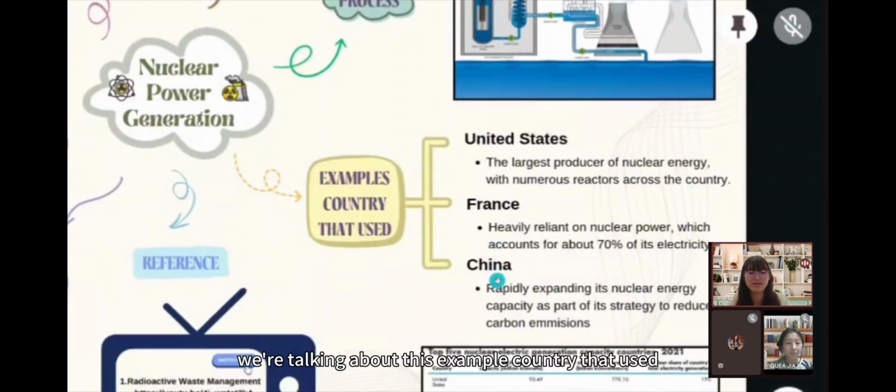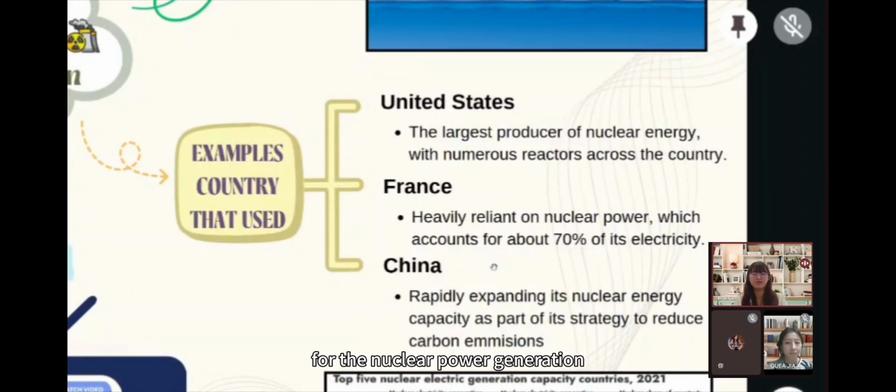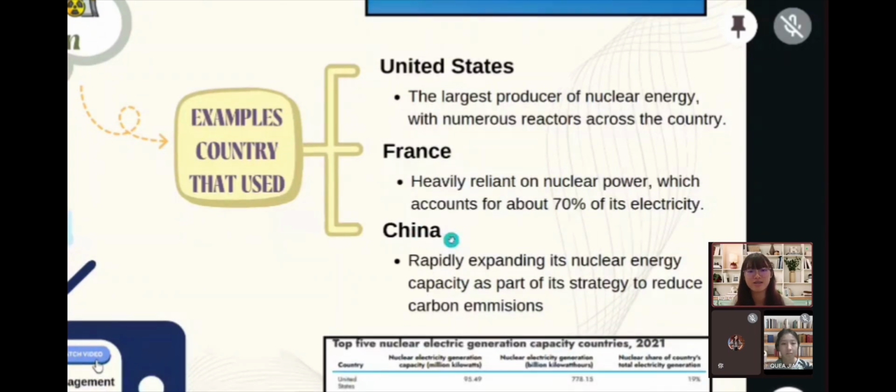And now, we're talking about example countries that use nuclear power generation. The main countries that use it are the United States, France, and China. The US is the largest producer of nuclear energy, with numerous reactors across the country. Nuclear accounts for 20% of total electricity generation in the US.